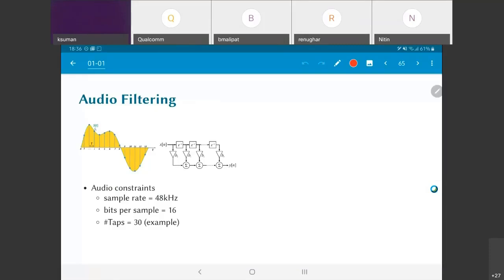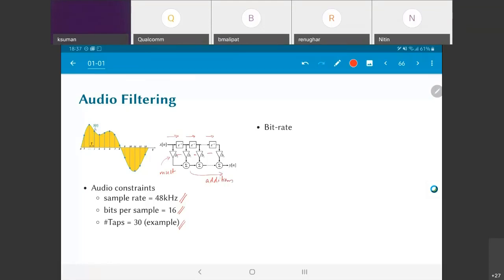The first, very simple application would be something like audio filtering. The constraints I'm giving here are: I have a sample rate of 48 kilohertz, each sample is 16 bits, and I want to put it through a 30 tap FIR filter. So what does that mean? It basically means that I will be taking samples, pushing them through this tap delay line, then doing a lot of multiplications and additions.